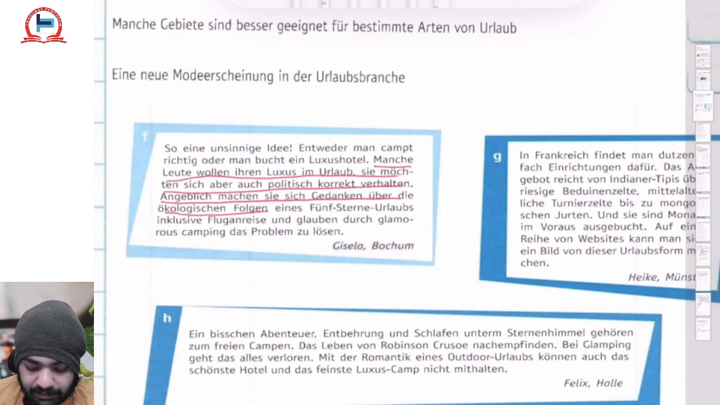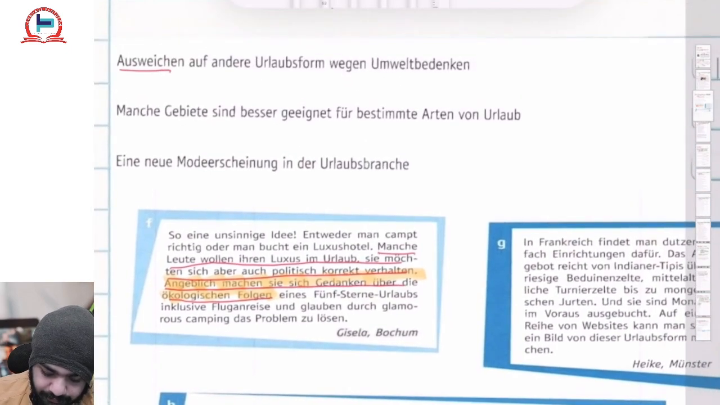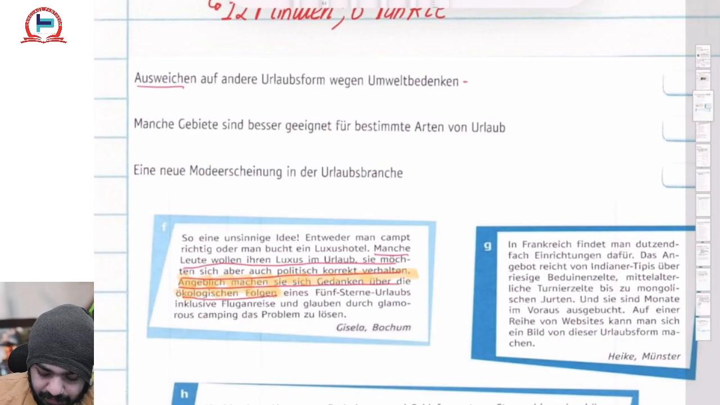So apparently, it says they're making thoughts to themselves about the ecological consequences. So that's another way of saying that they have concerns. Okay. And due to this, they are switching to another kind of vacation forms. So for this, first one would be F. Similarly, we have to do for the rest.